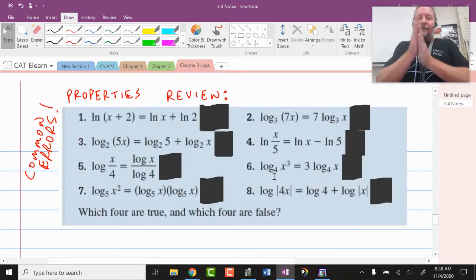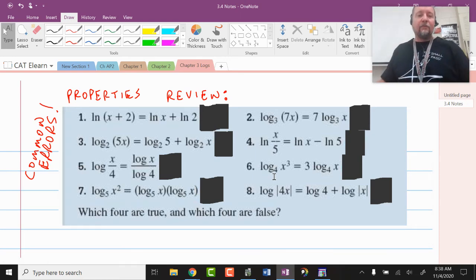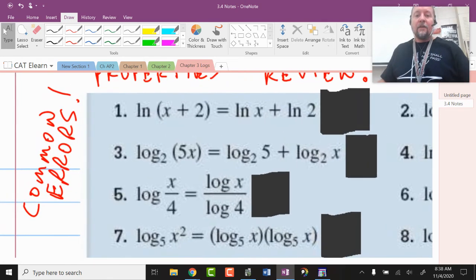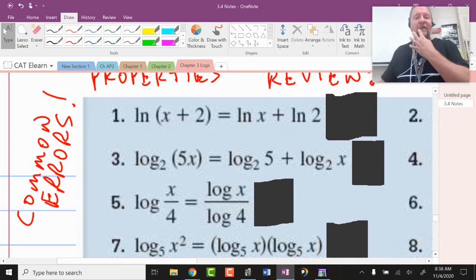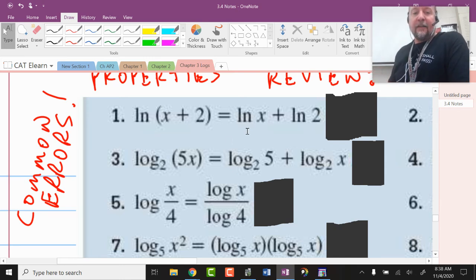All right, perfect Ed puzzle. I'm going to ask you 8 Ed puzzle questions, because this is what I would do in class. Common errors. This is the true false section. We're going to review or do every single one of these, and I'm going to Ed puzzle you on every single one of them, starting with 1. Is 1 true or false?